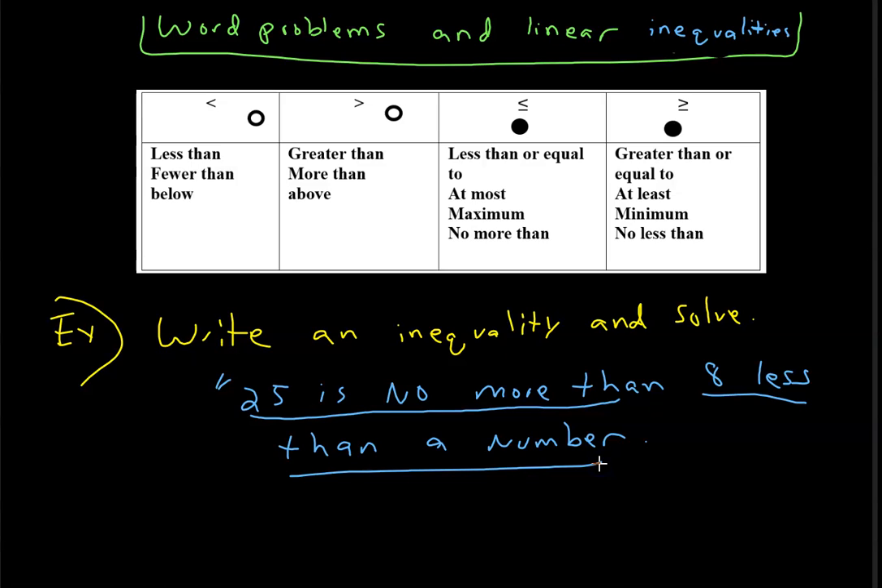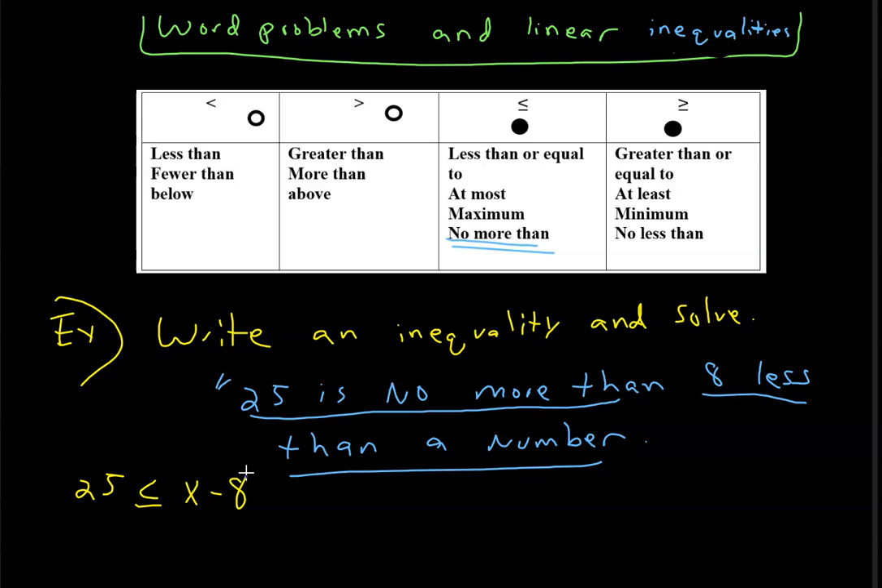The chart above tells you what these things mean. So no more than is here under less than or equal to. So if I wrote the inequality, it would be 25 is less than or equal to 8 less than a number. So it's going to be a number, subtract 8. And you'll solve the inequality. That's pretty easy to solve.